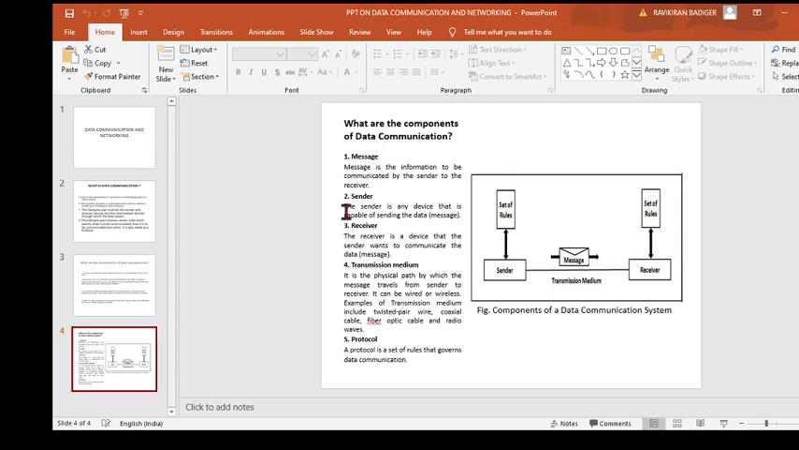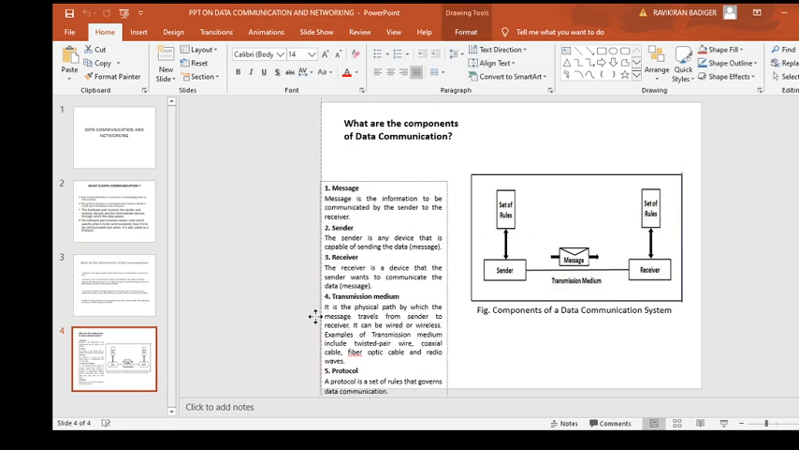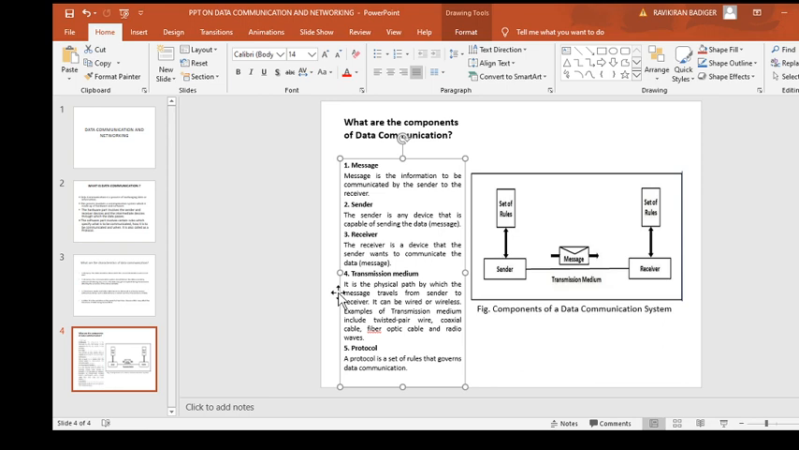And next, what are the components of data communication? The main important components of data communication are message, sender, receiver, transmission media, and protocol. These are the main 5 components of data communication.